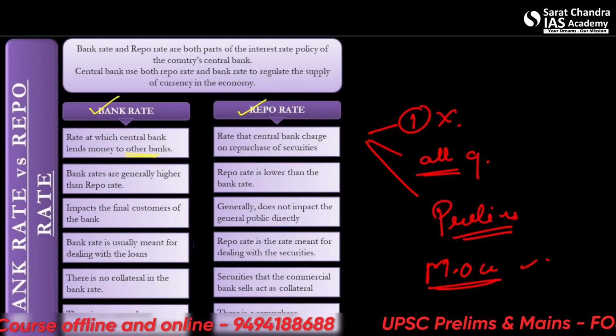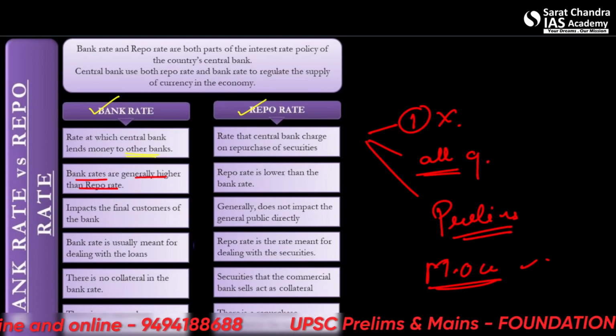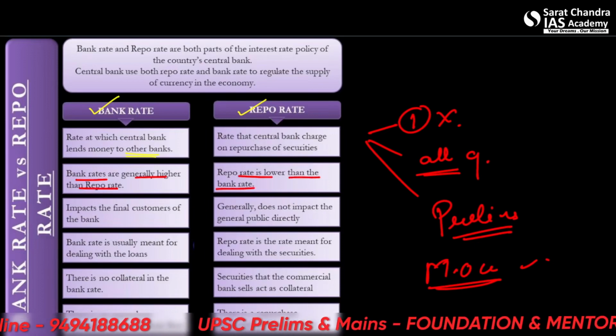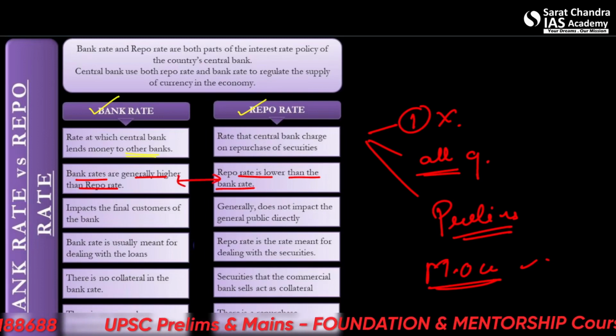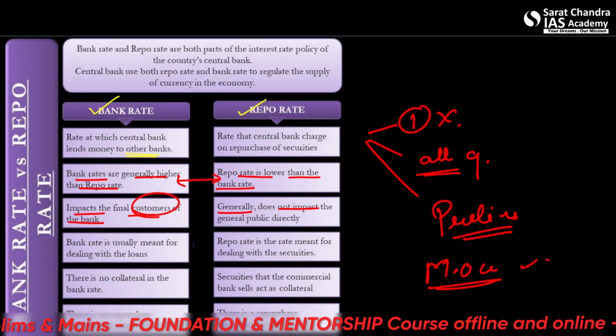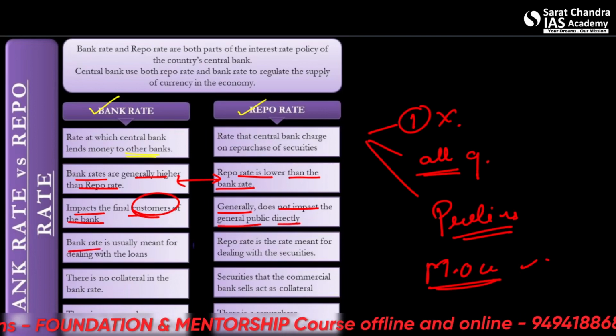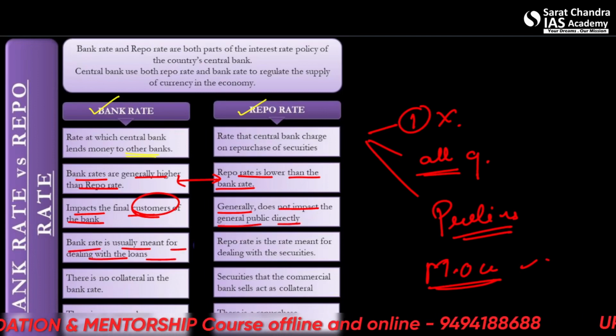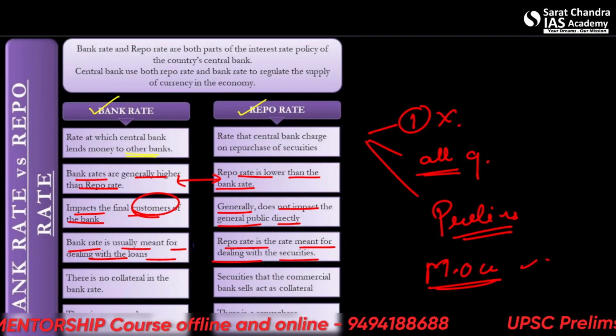Okay, so bank rates are generally higher than the repo rate. Repo rate is lower than the bank rate. So this is the correction I made here. Bank rate impacts the final customers of the bank, while repo rate generally does not impact the general public directly. Bank rate is usually meant for dealing with loans. Repo rate is meant for dealing with securities.